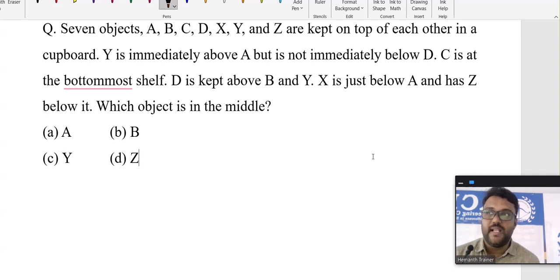Read the questions carefully. Just below, immediately below, immediately above, okay. Kept above means it can be immediately above or 2 above, 3 above also. Above is different, immediately above is different. Immediately and just both look like the same meaning. Just below means it's like immediately below, we can consider. Now which object is in the middle? You can do trial and error, all those methodologies.